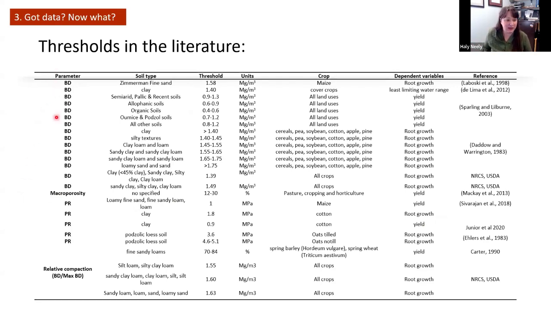If we look here at bulk densities across all these different studies, we have thresholds anywhere from 1.4 to above 1.75 for cereals, soybeans and cotton. All land uses might be 0.7 to 1.2 if it's a different kind of soil that's a little bit more sensitive. So the threshold can vary quite a bit with texture. Penetration resistance has an even wider range for different texture classes as well, between 0.9 and many different megapascals. So that range again is quite large. The point is that the texture class and the crop you're growing also make a big difference on whether you are at a critical measurement or not.